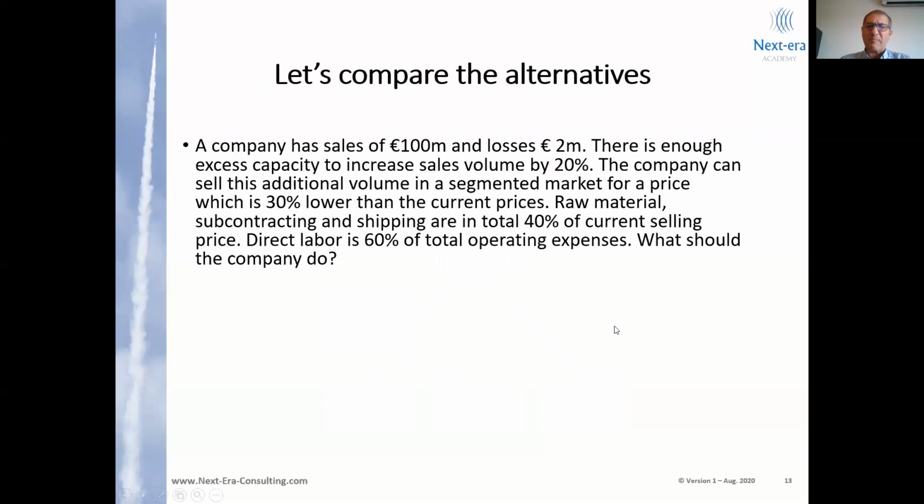So let's take an example and see how would you make a decision using cost accounting, and what would be the real effect of the decision, and how would you make it in throughput accounting, and what would be the effect of that decision.